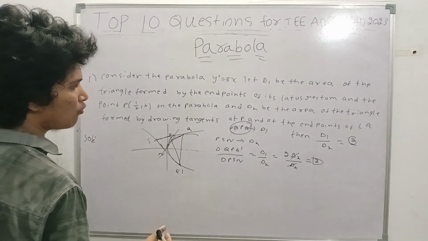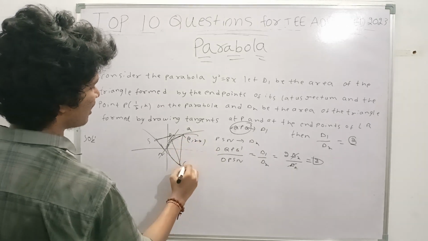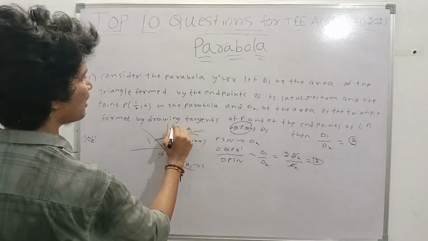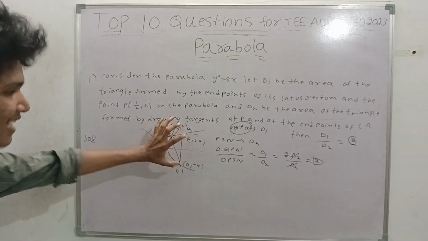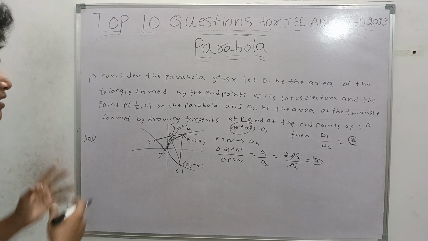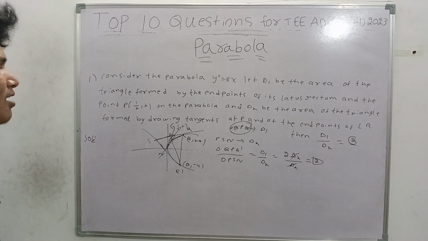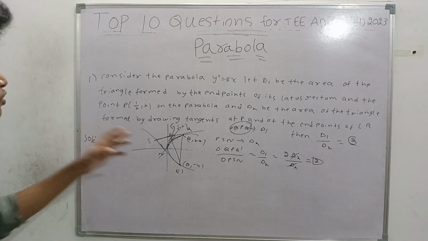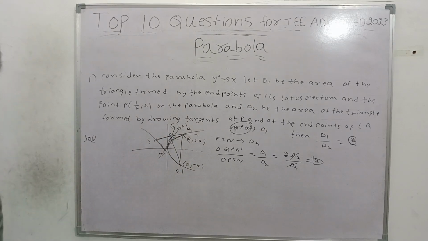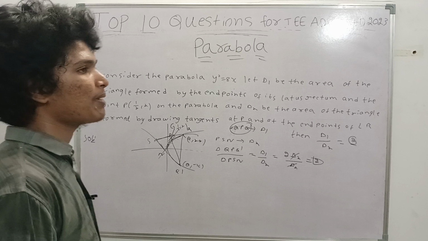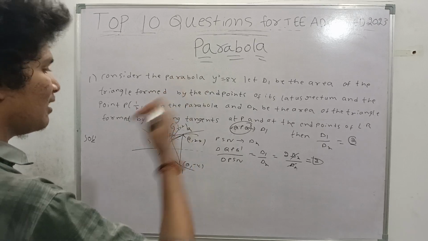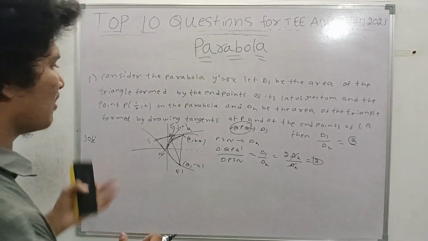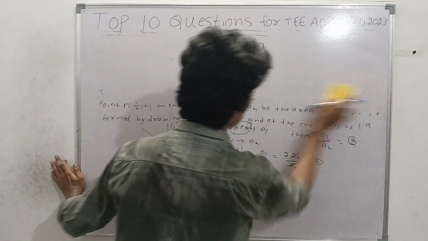We know the endpoints of the latus rectum, how to find. The endpoints are (a, 2a) and (a, minus 2a), and this point is given P, that is (1/2, 2). By taking these 3 points you can draw 3 tangents, find the intersection points, find the area and find the ratio. So it is a very big process; you can do it by using the property of parabola. What is the property? The area of a triangle formed by the endpoints of the latus rectum and a point on the parabola is twice the area of the triangle formed by the tangents at the endpoints of the latus rectum and the point given. So it is twice the area. The first question is completed.